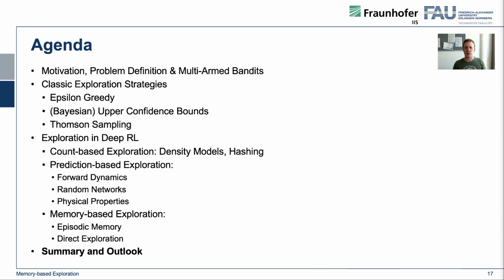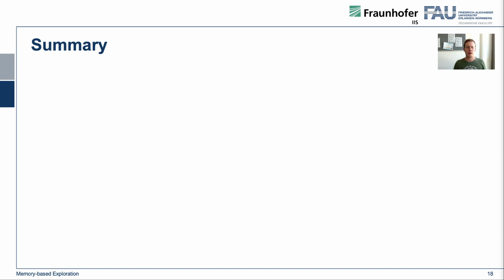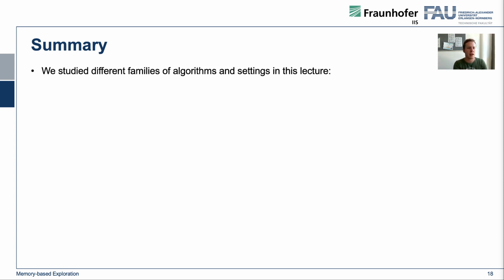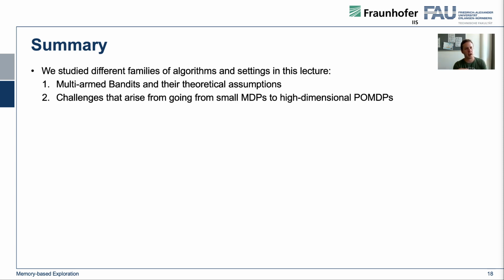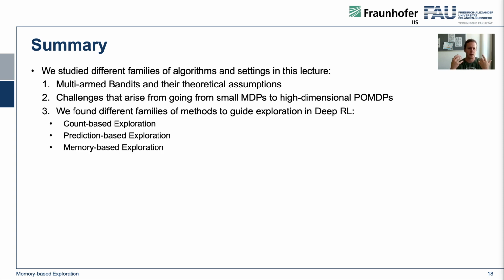Let's make a little summary of what we have learned in the exploration strategies lecture. If we recap the last two lectures, we studied different families of algorithms and settings. We started with multi-armed bandits and their theoretical assumptions, so we had a mathematical formalism to study the regret of these algorithms and to have a lower bound where we can do exploration at its best. Then we motivated the challenges that arise from going from small MDPs to high-dimensional settings, also POMDPs, and we found different families of methods that we can use to guide exploration in Deep RL.